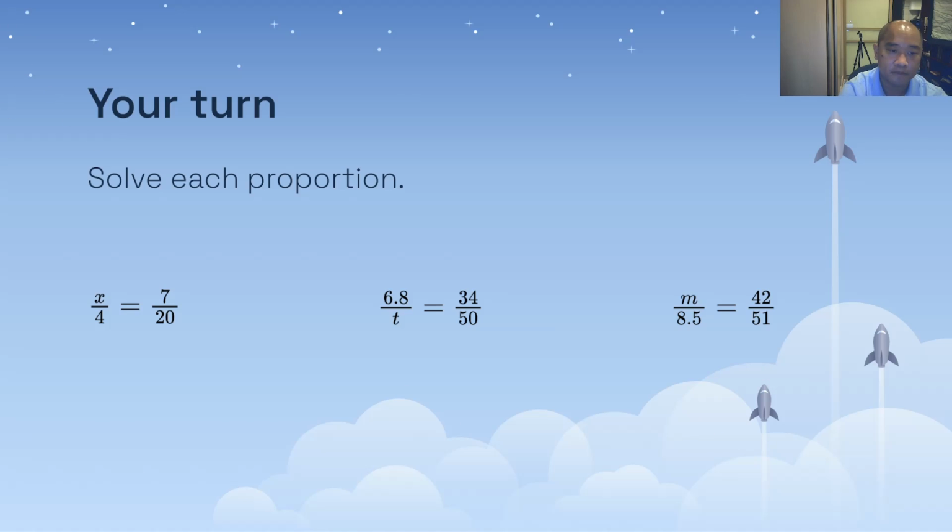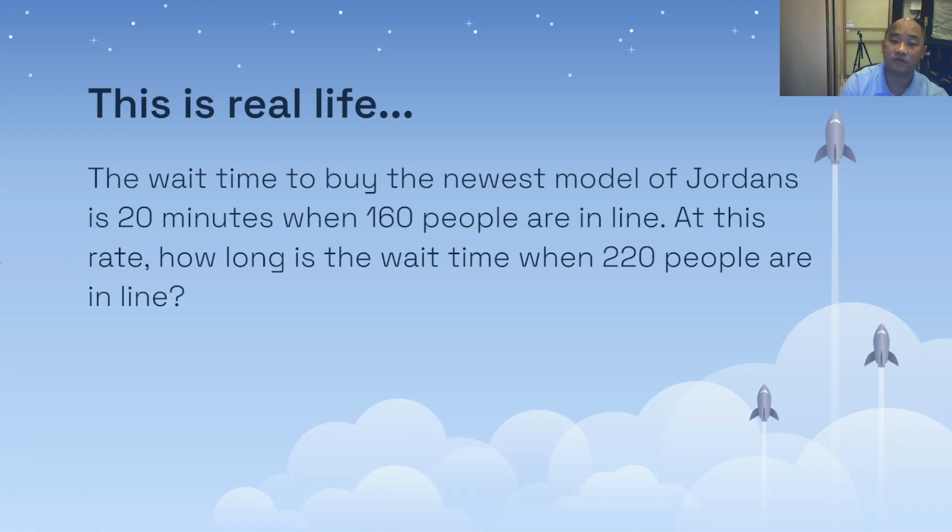Okay. So let's look at a real life example of this. The wait time to buy the newest model of Jordans is 20 minutes when there's 160 people in line. 20 minutes for every 160 people. At this rate, how long is the wait time when there are 220 people? What is the wait time?